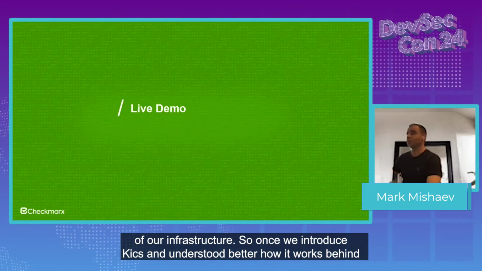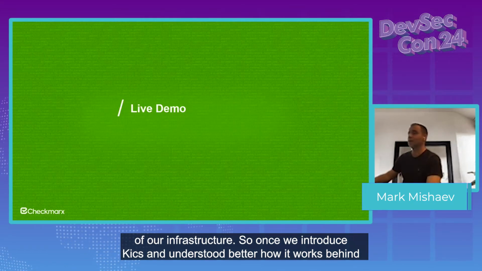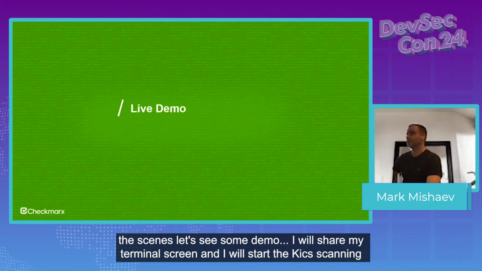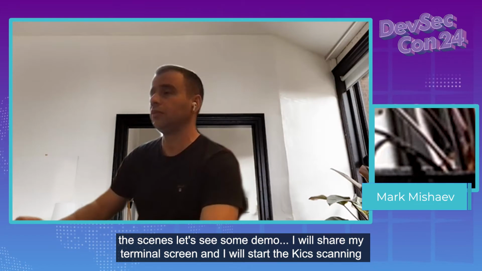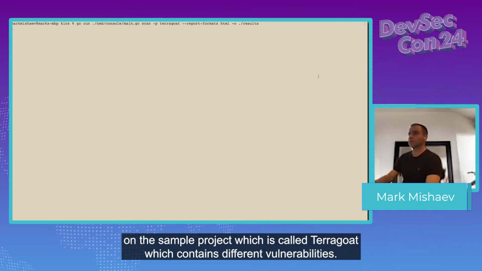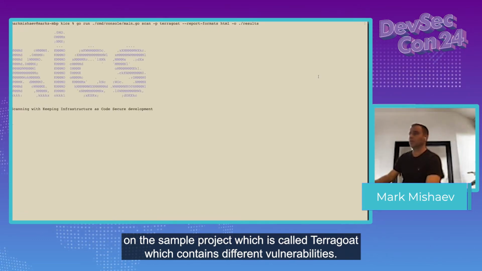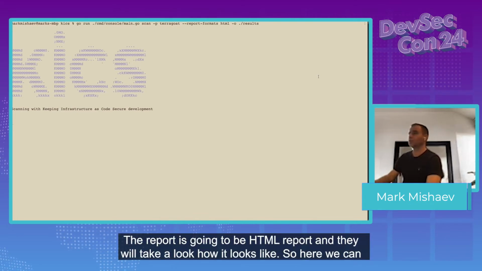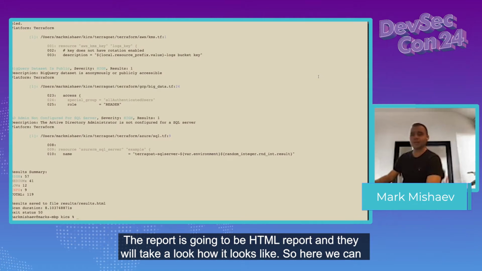So once we have introduced KICS and understood better how it works behind the scenes, let's see some demo. I will share my terminal screen, and I will start the KICS scan on the sample project, which is called TerraGoat and contains different vulnerabilities. The report is going to be an HTML report, and we will take a look at how it looks.